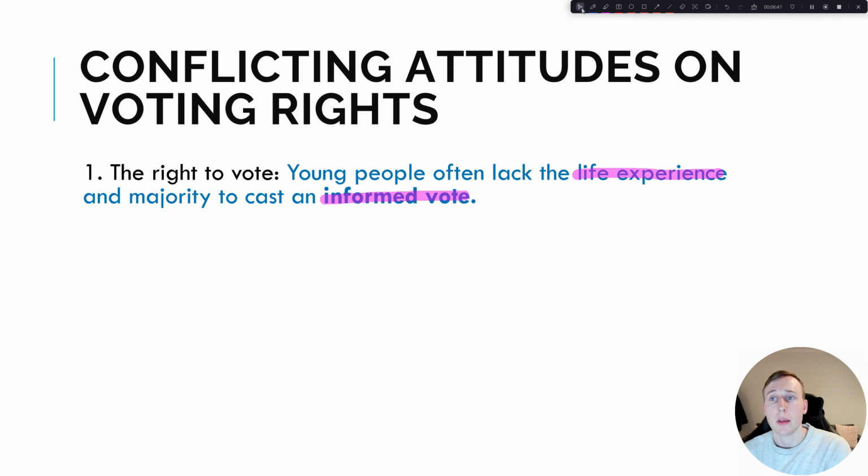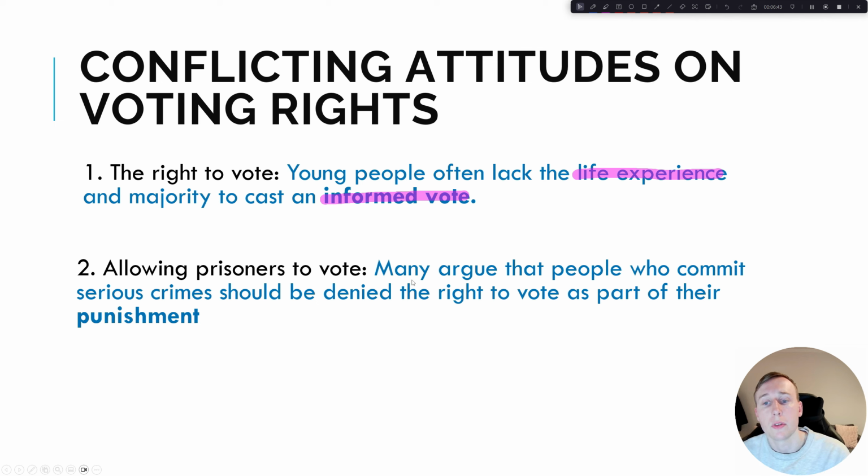The second one is that with the prisoners, a lot of people will argue that the punishment is that they should be serving a prison sentence and they should be denied certain rights and liberties, including the right to vote. So they believe that that's a justified taking away of the right to vote.